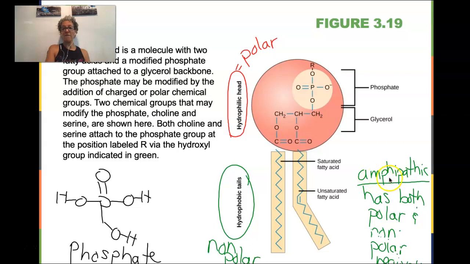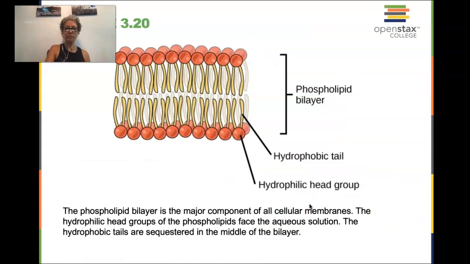Phospholipids are called amphipathic. Amphi means two, like amphibious, and pathic, pathways. It has both polar and nonpolar regions. This whole thing is one molecule, but part of it is polar and part of it is nonpolar. And that is going to be what allows our cells to use phospholipids in a bilayer, 2 layers, so that we get a double layer of protection, allows for transport, and we'll see how those link together.